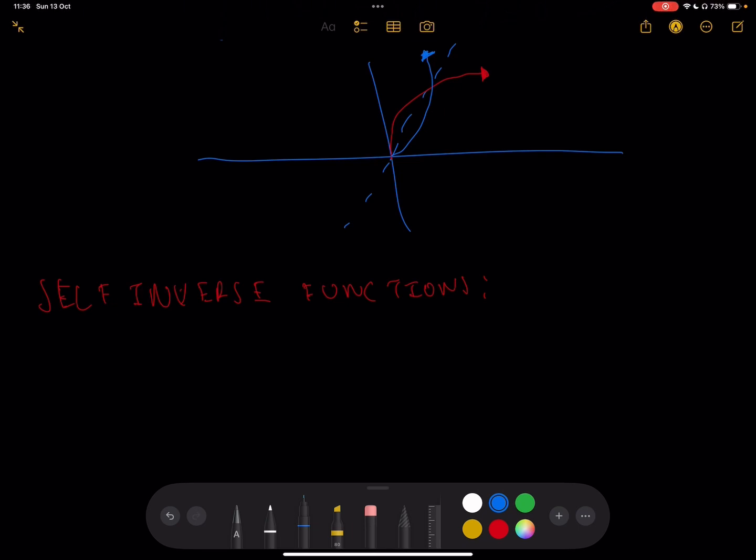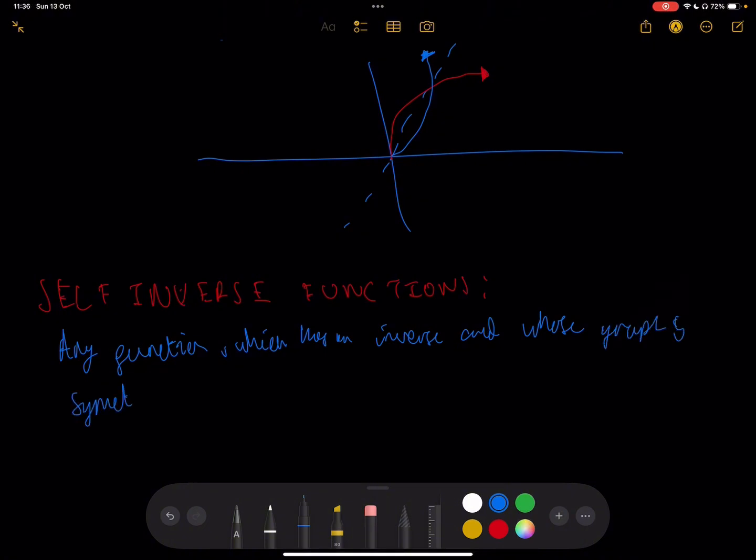So a self-inverse function is any function which has an inverse and whose graph is symmetrical about the line y is equal to x.